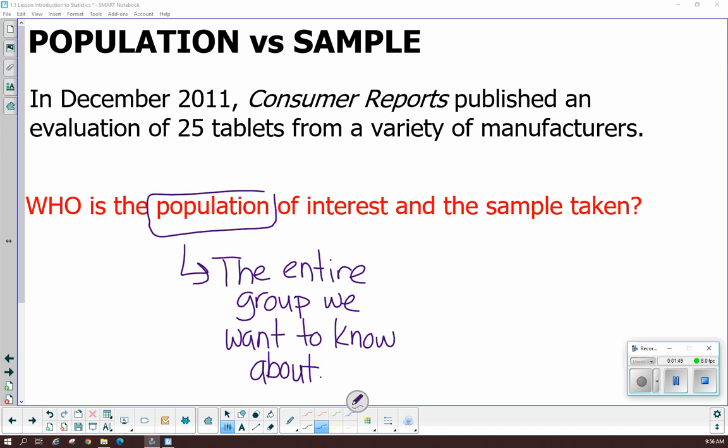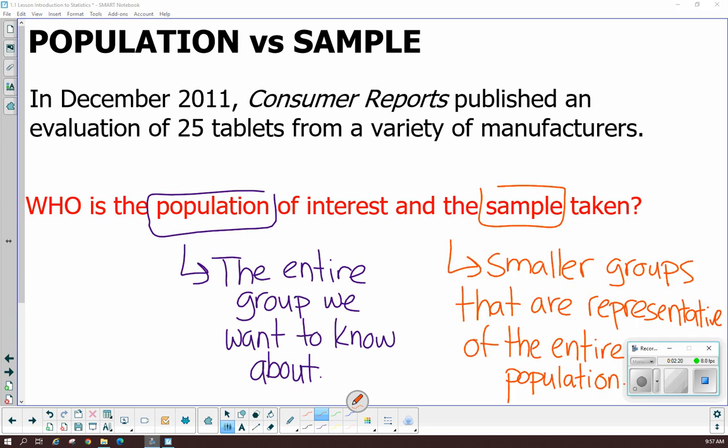Populations usually tend to be very big, and so big and spread out that typically we are not able to find out the information from every member of the population. And so in order to study that population without being able to get a hold of the whole thing, we take samples. Samples are representative groups. They're smaller, but we try to make them representative of the entire population.